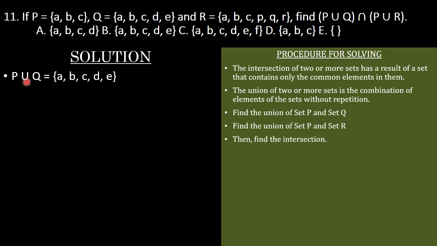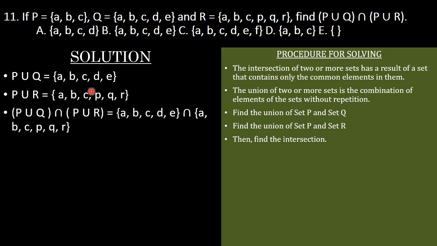P union Q is equal to A, B, C, D, E. The combination of the elements in set P and set Q. P union R is equal to the combination of elements in set P and set R without repetition. That is A, B, C, P, Q, R. Now let's find their intersection. The intersection of these two sets is {A, B, C, D, E} intersect {A, B, C, P, Q, R}. Now the intersection of the two sets, what they have in common, is A, B, C.